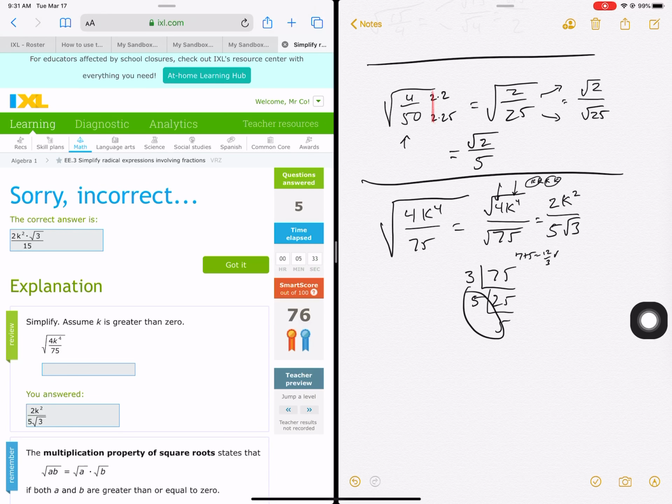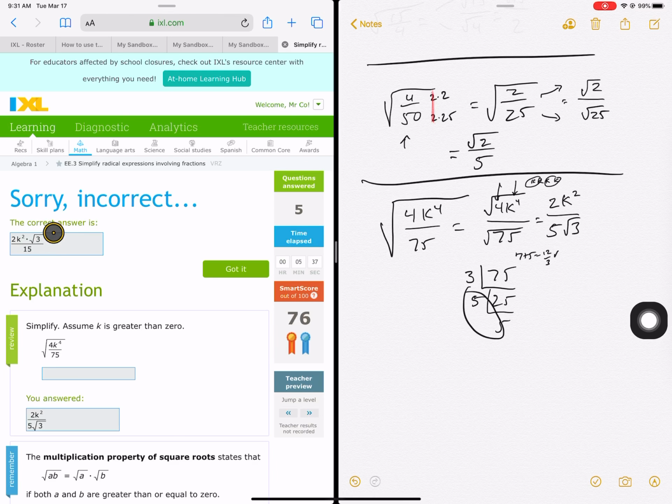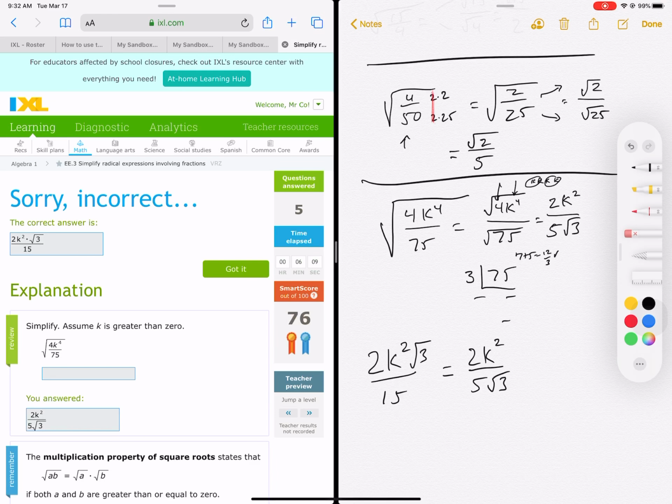Look at their answer versus our answer here. Let me write those out. They wrote 2k squared, square root of 3, over 15. And we wrote 2k squared over 5 square root of 3. Now, can you see where our answers are similar and where they differ? If you look at it, we both have a 2. They both have k squared.